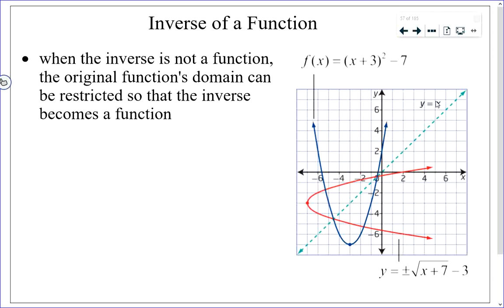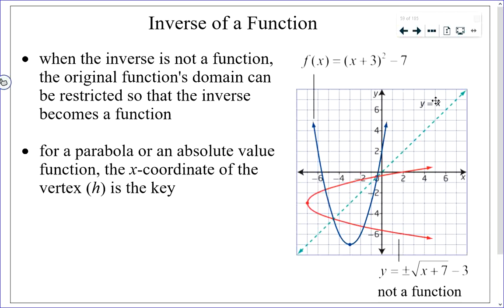I have an original function which is y equals (x plus 3) quantity squared minus 7. And I have switched out x and y and rearranged for y, and I end up with the equation at the bottom of the page. y equals plus or minus root (x plus 7) minus 3. And that's the red graph. And the red graph is clearly not a function because it will fail the vertical line test.